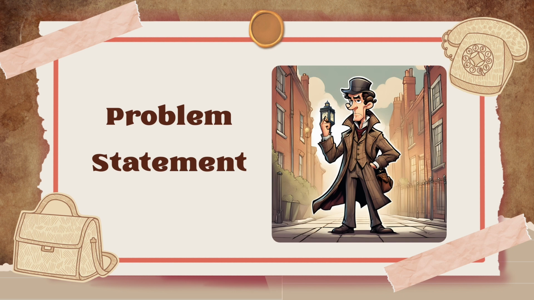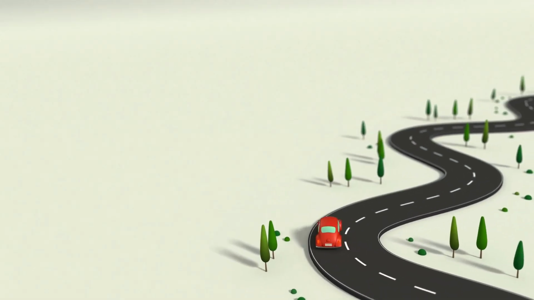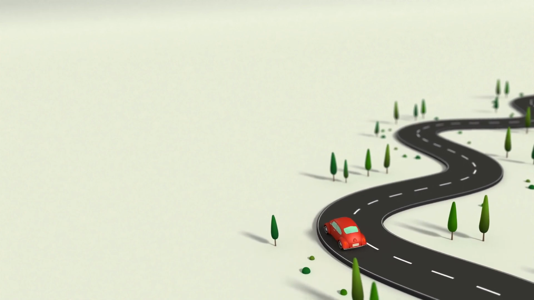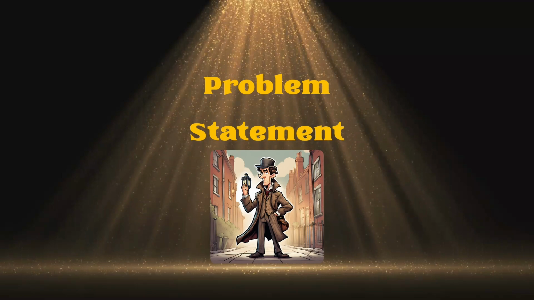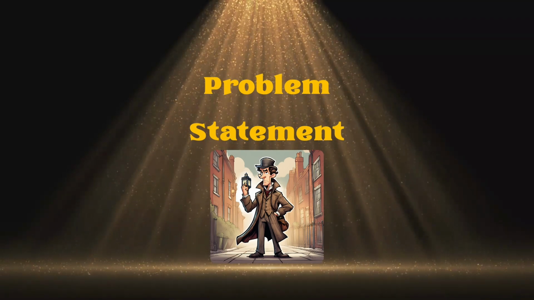Think of it as your superhero's mission. Without it, your research doesn't know where it's going. It's like setting off on a road trip without a map. You might get somewhere, but probably not where you want to go. The problem statement is where you clearly explain what problem you are trying to solve and why it matters. It sets the stage for everything else in your paper.